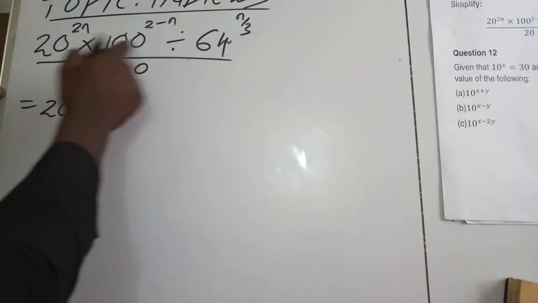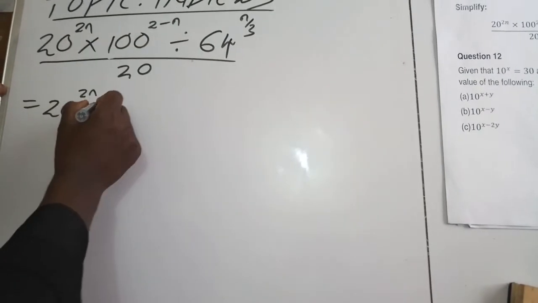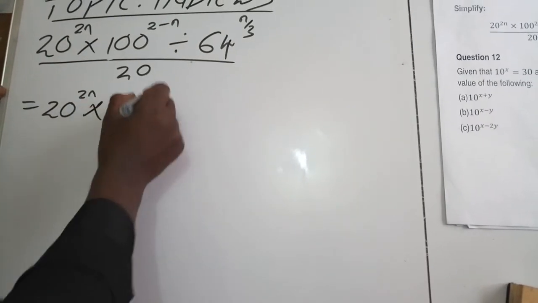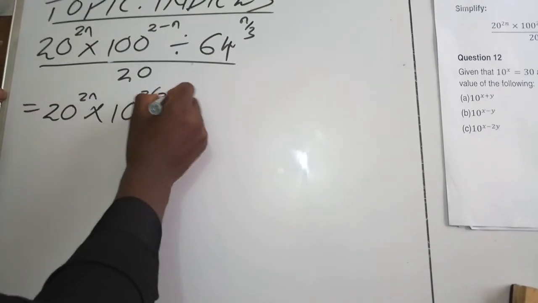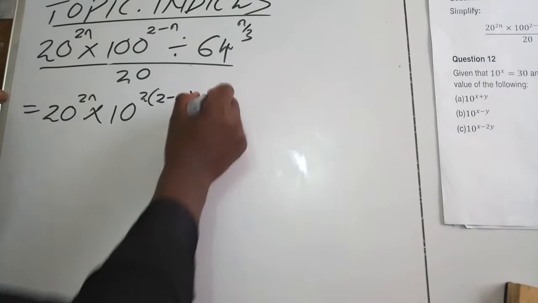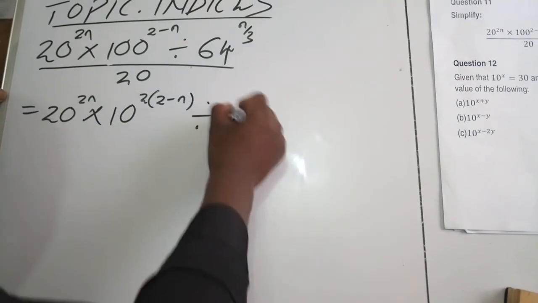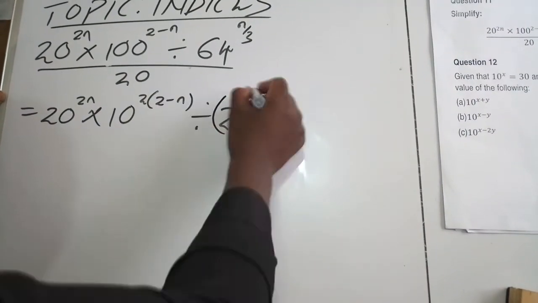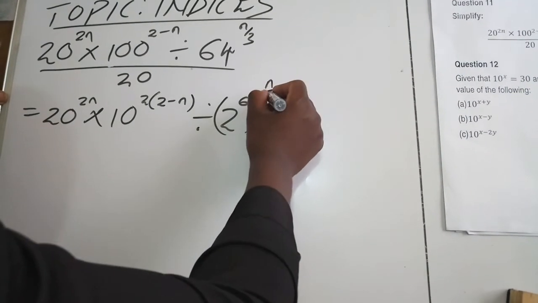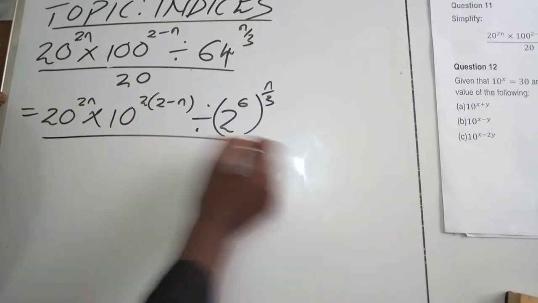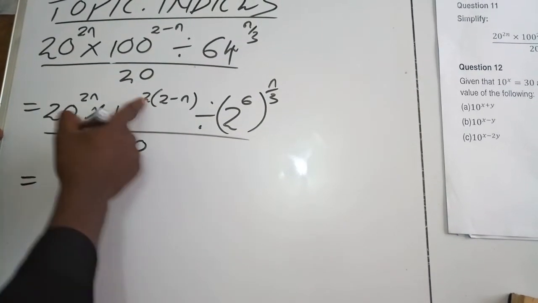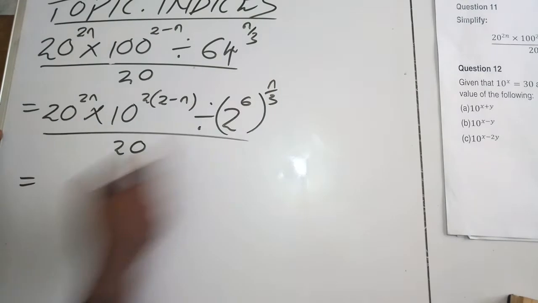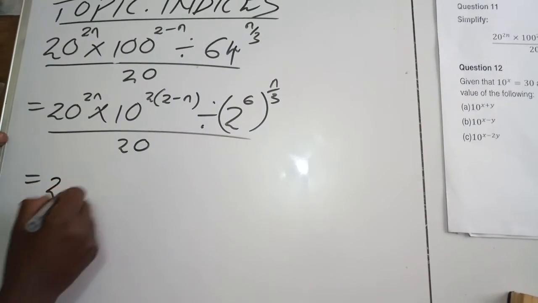Here 100 on its own is the same as what? 10 power 2, then into the power which was initially there, 2 minus n, divided by 64, which is 2 power 6, of course raised to power n over 3, over 20. Then we proceed, open this bracket and of course simplify that.